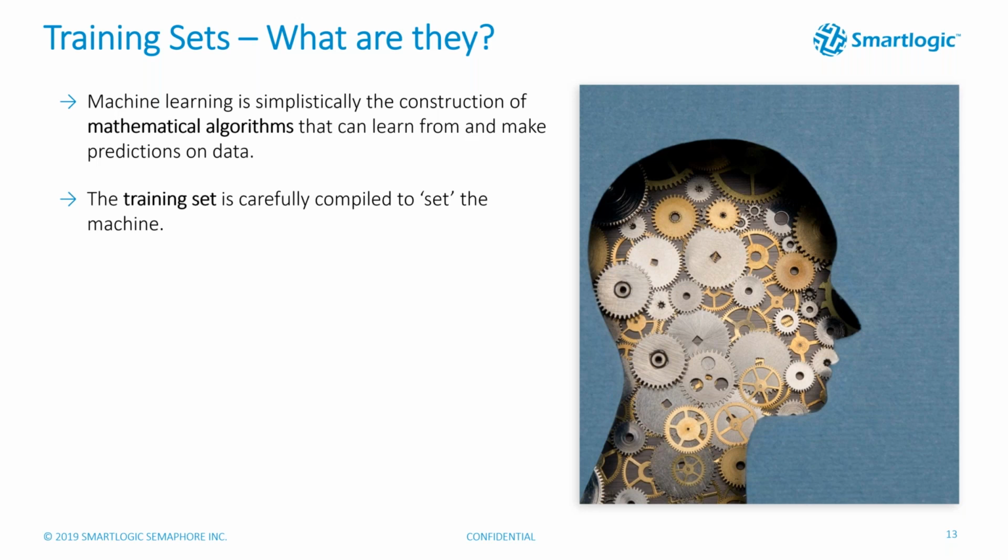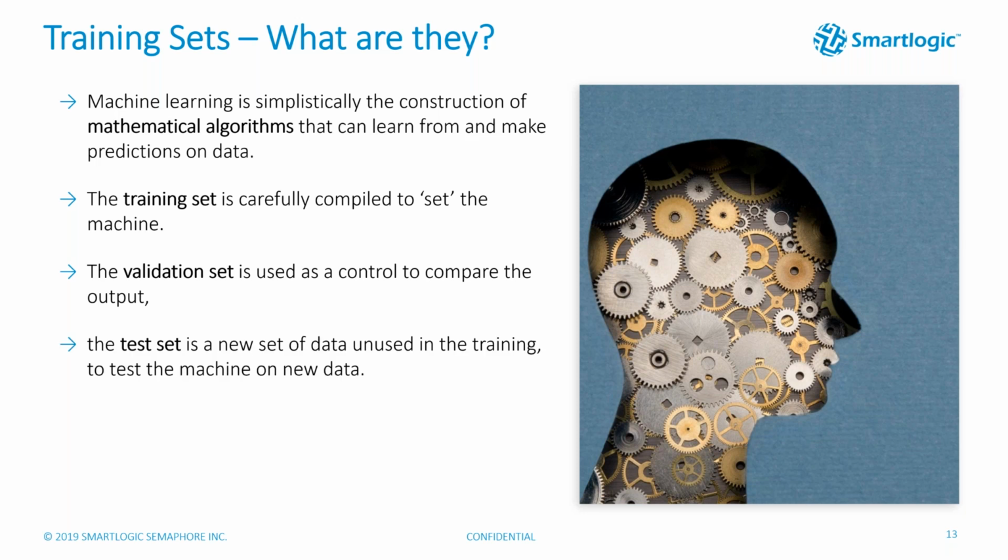Right? We then have to validate that using a validation set. We have to use that as a control to compare the output. So we give it a training set once we've set the machine, which involves quite a lot of mathematics and some fiddling around with parameters and some tweaking of knobs. We then have to validate that the way we've set the machine is right, to compare the output. And when we've done that, we have to have a new test set, which is a new set of data that's been unused in training, to test the machine on new data to see how good it is.